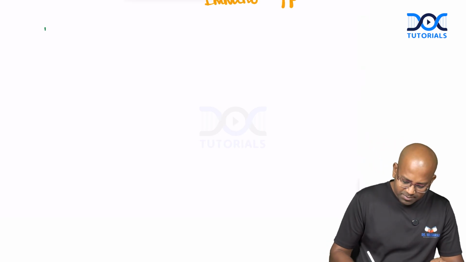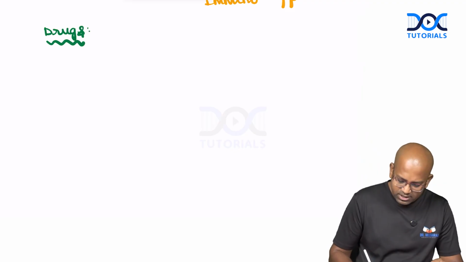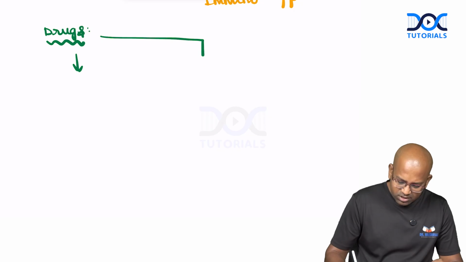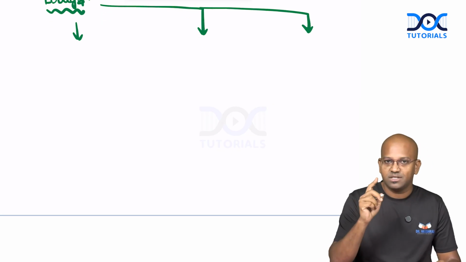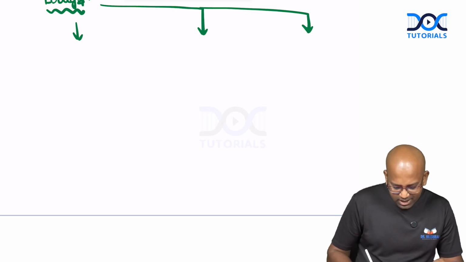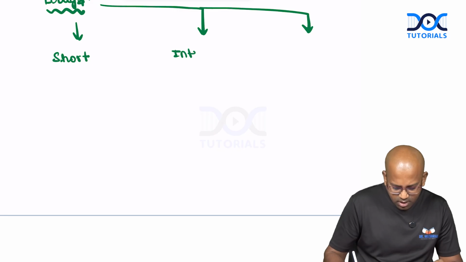Let's talk about the drug names, buddy. What are all the drugs which we have under corticosteroids? These can be classified into three major subtypes based on the duration of action. That's why this classification is important. Steroid classification can be based on short duration of action, intermediate acting drugs, and long acting drugs.